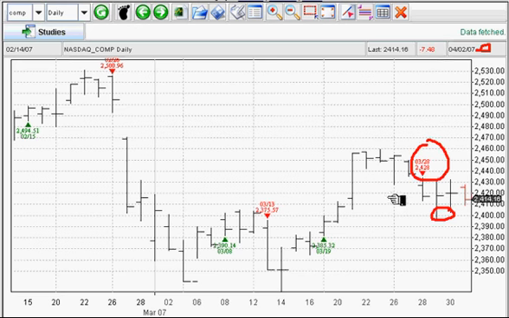But let's look at not just the daily pattern, because that's very, very short term. And many of you are longer term traders, so let's look at some of the longer term patterns.